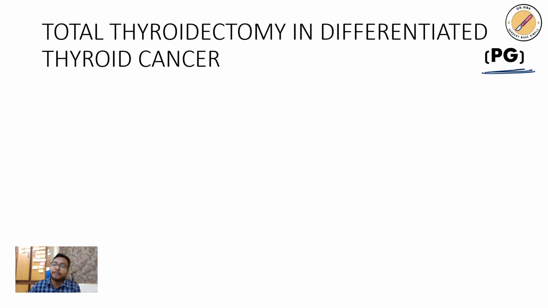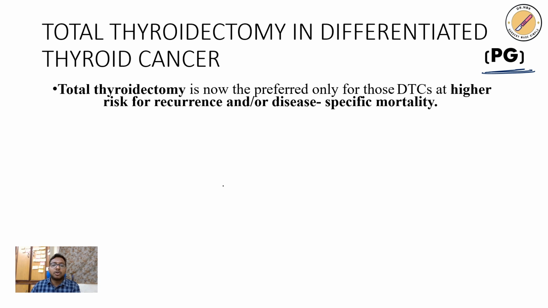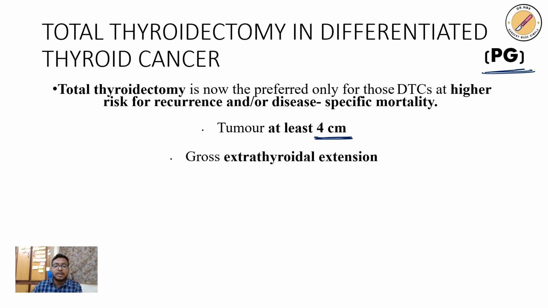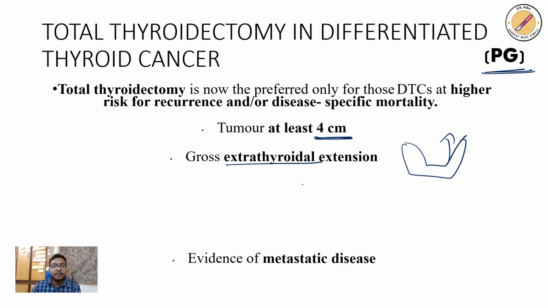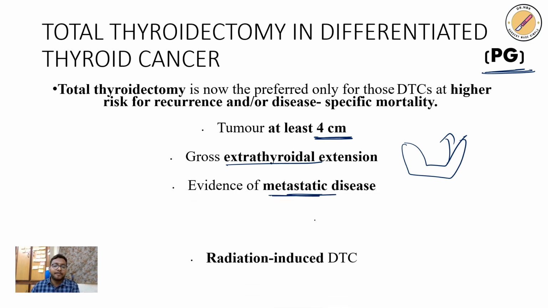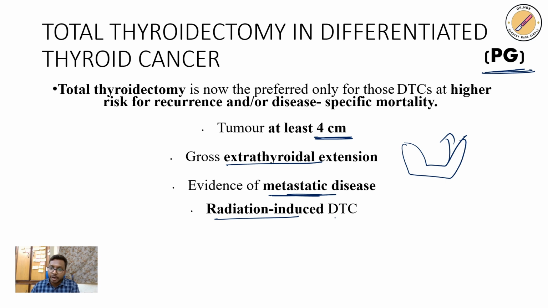What are the important indications to go for total thyroidectomy in differentiated thyroid cancer? Mainly, the size of the tumor is at least 4 centimeters. Extrathyroidal extension is present. Then evidence of any metastasis. Radiation induced differentiated thyroid cancer. That means the patient was previously exposed to radiation for a prolonged duration and now developed differentiated thyroid cancer. Most common one is papillary. In such a scenario also you should go for total thyroidectomy.